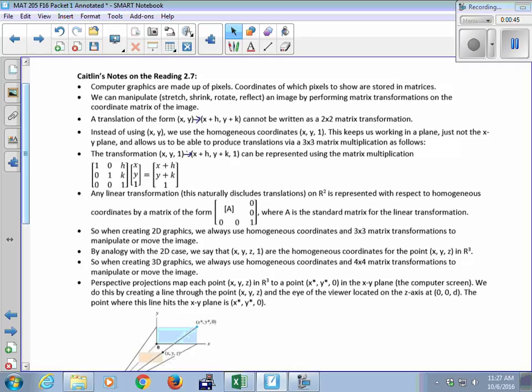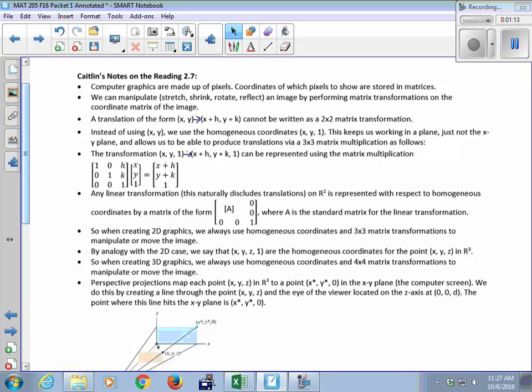So a translation, (x, y) goes to (x plus h, y plus k). It can't be written as a 2x2 matrix transformation because, as we talked about in other classes, translations aren't linear transformations, right? So in order to make this work, we have to use homogeneous coordinates. We have to throw that 1 on the end. That's why we need it.